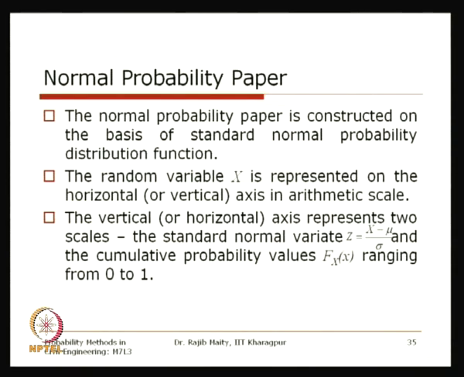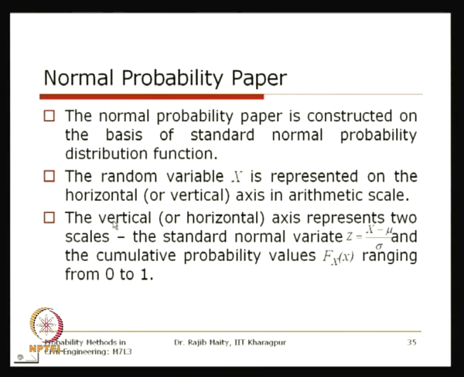So first we are taking this normal probability paper, which is most widely used to test whether the sample data belongs to a population which is normally distributed. This normal probability paper is constructed on the basis of the standard normal probability distribution function. The random variable x is represented on the horizontal, or in some cases vertical axis, but mostly on the horizontal axis, and that axis is an arithmetic scale.